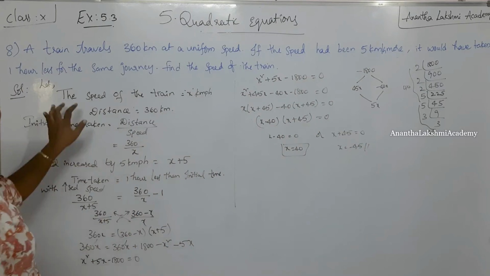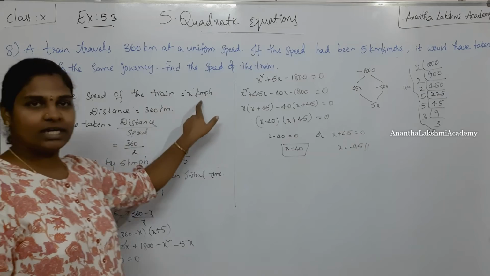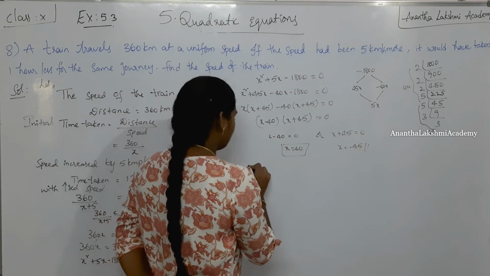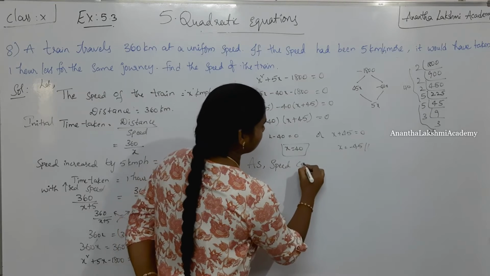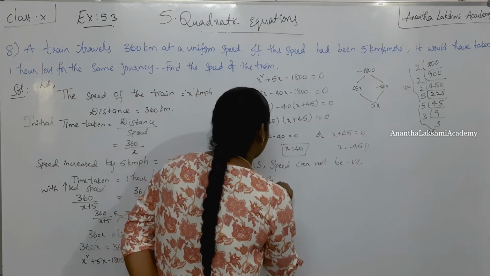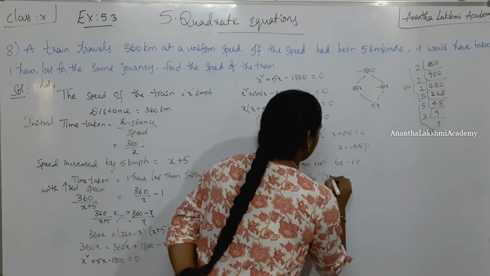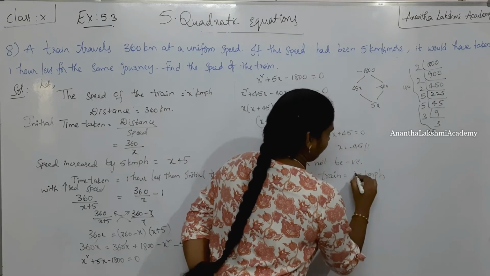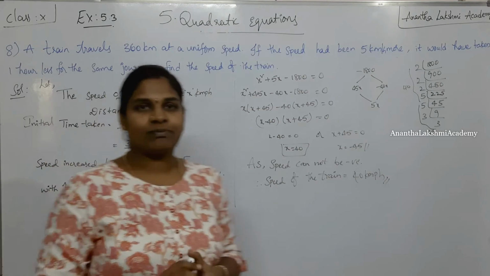What are we dealing with? We are dealing with the speed of the train. Speed of the train is nothing but x kilometer per hour. Here one value you got positive, the other value you got negative. So speed cannot be negative. Therefore, the speed of the train is equal to 40 kilometers per hour. That's about problem number 8. Okay, let's jump into the next problem.